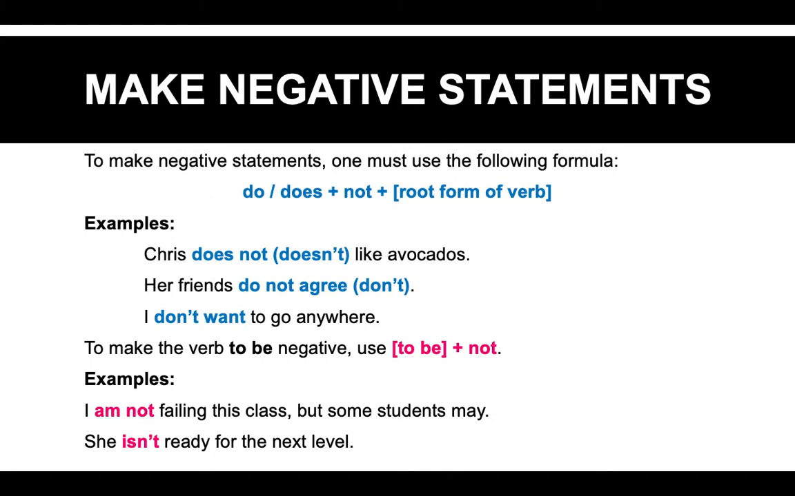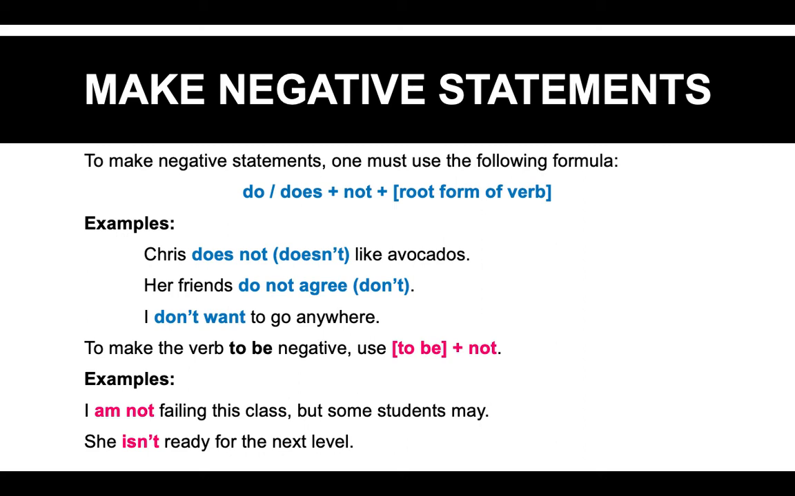In academic writing, we usually spell out the whole word does not. Chris does not like avocados. But when we're speaking, we often use the contraction doesn't. Chris doesn't like avocados. Or don't. Her friends don't agree. To make the verb to be negative, we use to be and then not.